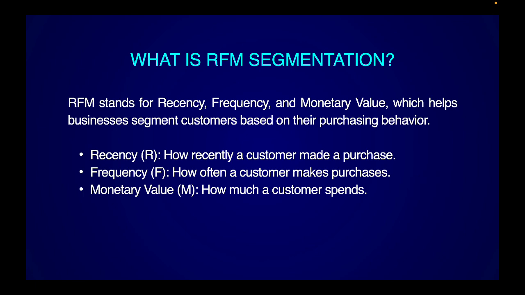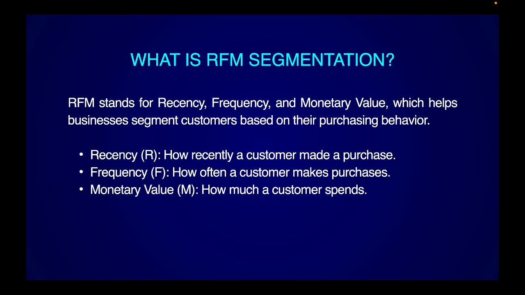These things sound the same, but they are different. How recently a customer makes a purchase and how often a customer makes a purchase. In monetary value, how much a customer spends. So these things are different: recency, frequency, and monetary. If we have to take a real world example, imagine an online store wants to categorize its customers.